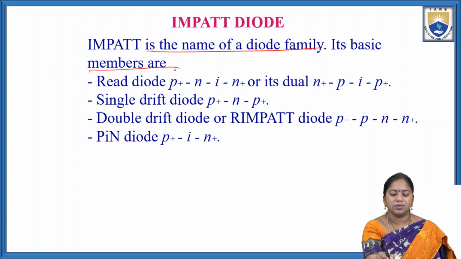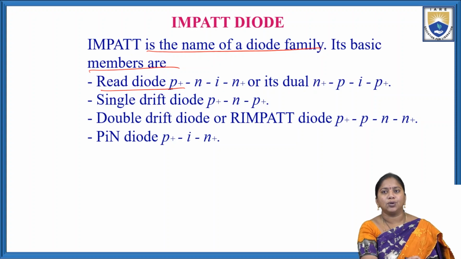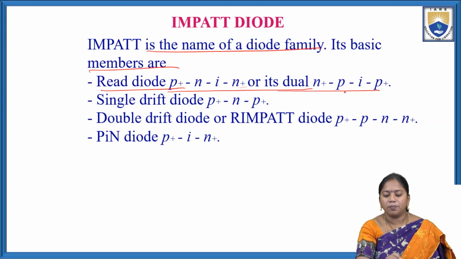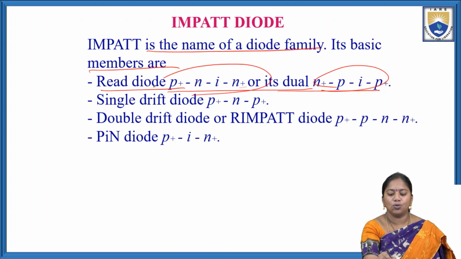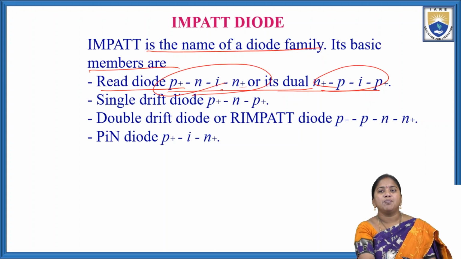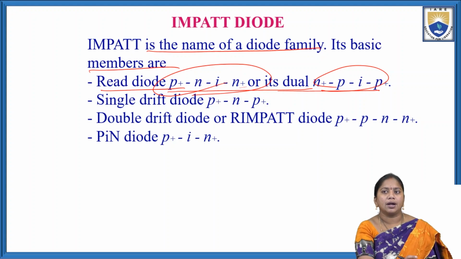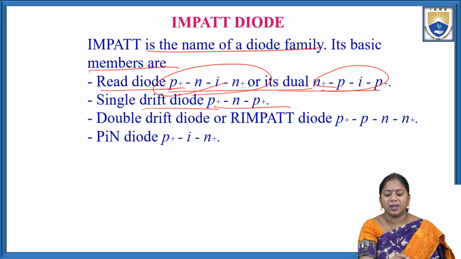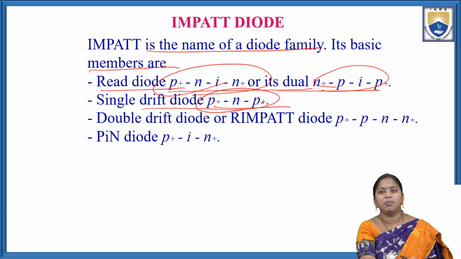Its basic members are, first, the Read diode, P plus N I N plus, and its dual, N plus P I P plus regions. So Read diodes means it has the regions P plus N I N plus, or its dual N plus P I P plus. The single drift diode is P plus N P plus.